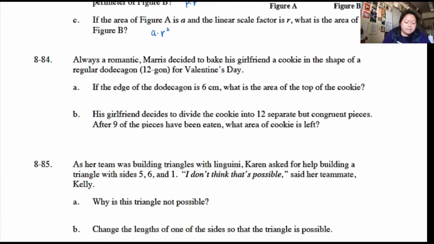All right, move on to the next one. Always a romantic, Maris decided to bake his girlfriend a cookie in the shape of a regular dodecagon, that's 12-gon, for Valentine's Day. If the edge of the dodecagon is 6 centimeters, what is the area of the top of the cookie? So we're looking for the area of the dodecagon, right?